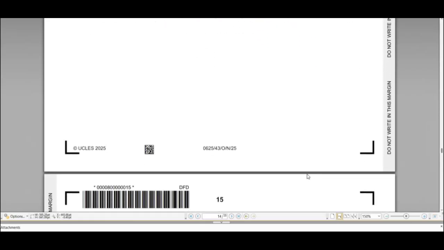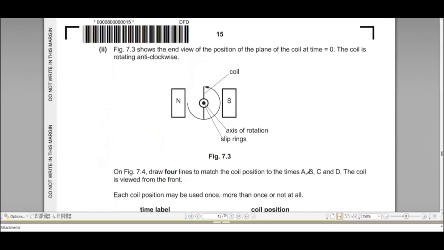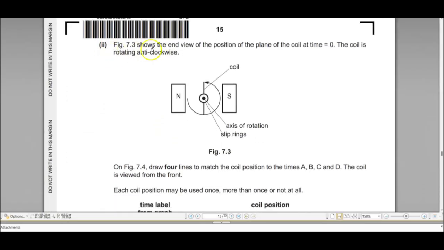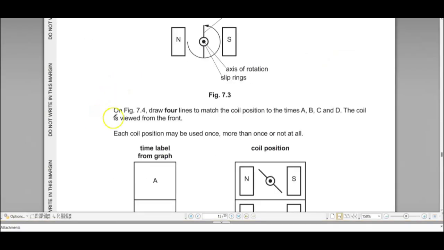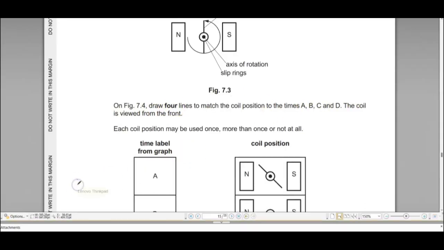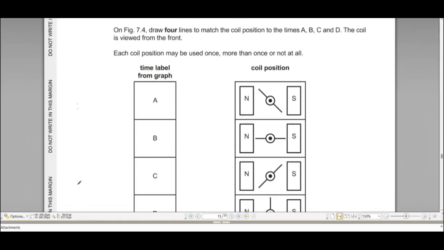Moving forward, part 3. Figure 7.3 shows the end view of the position of the plane of the coil at time t equals 0. The coil is rotating anti-clockwise. On figure 7.4, draw 4 lines to match the coil position to the times A, B, C, and D. The coil is viewed from the front. Each coil position may be used once, more than once, or not at all.